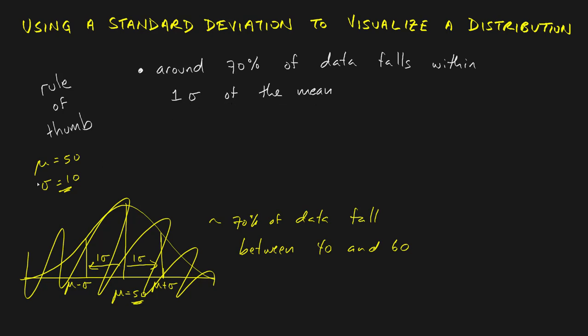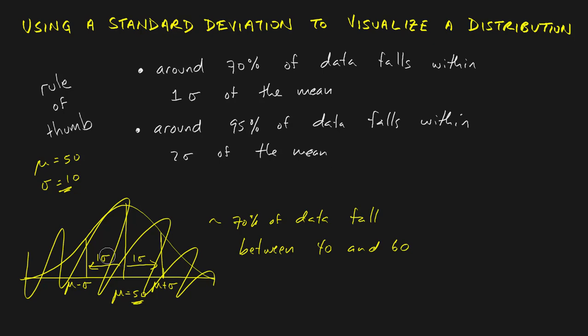Beyond that, you can expect that around 95%, so that's almost all, of your data falls within 2 standard deviations of the mean.